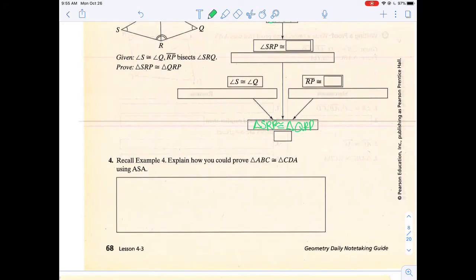And then number 4, recall example 4. Explain how you could prove triangle ABC congruent to triangle CDA using angle side angle. So go ahead and get started on that. If you have any questions, make sure you're asking, and good luck.